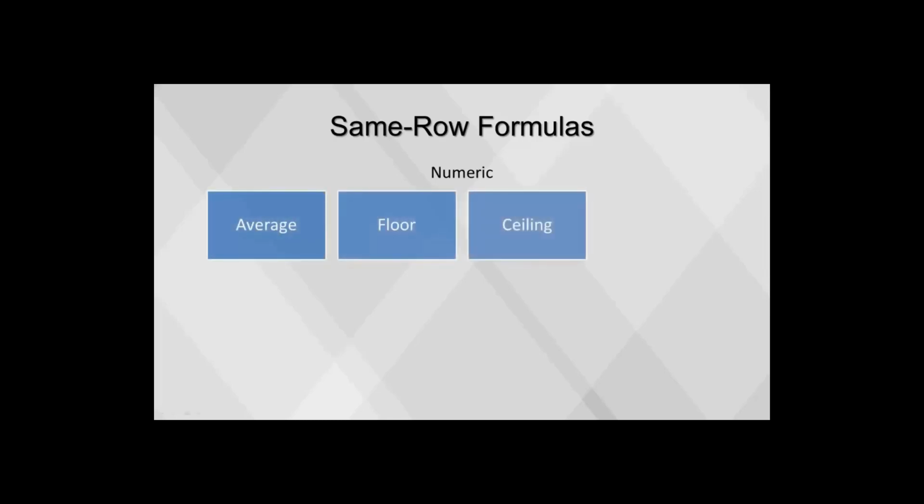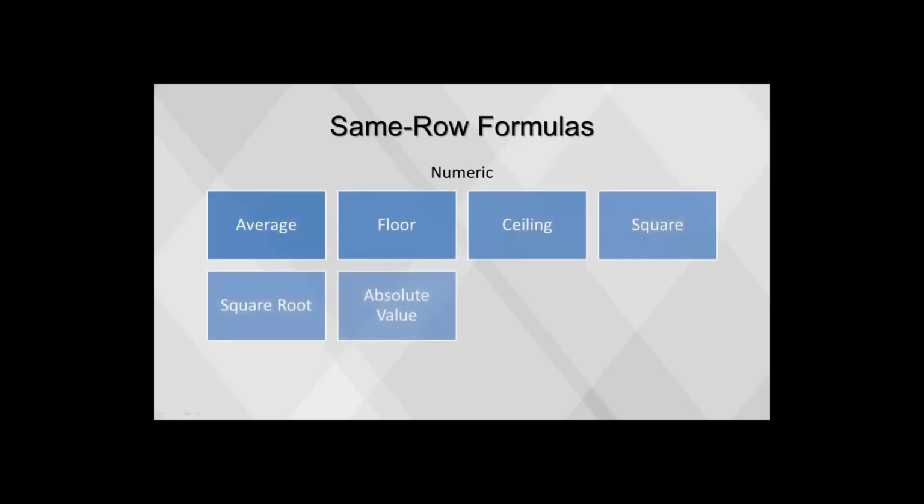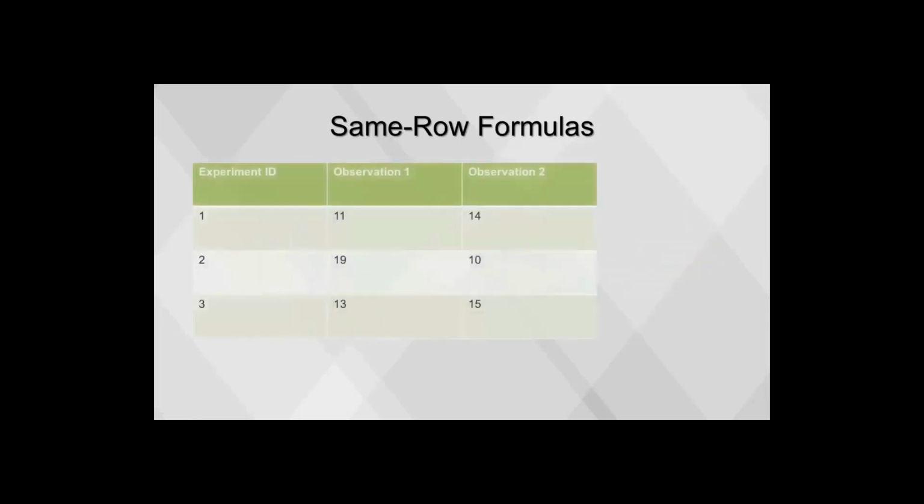Formulas can also be used when applying a mathematical function to a numeric field. Examples of mathematical functions are average, floor, finding the smallest value, ceiling, finding the largest value, square, square root, absolute value, trigonometric functions, and logarithmic functions. In this table, we will create an observation average column using the average formula, which averages values from the observation 1 and observation 2 columns.